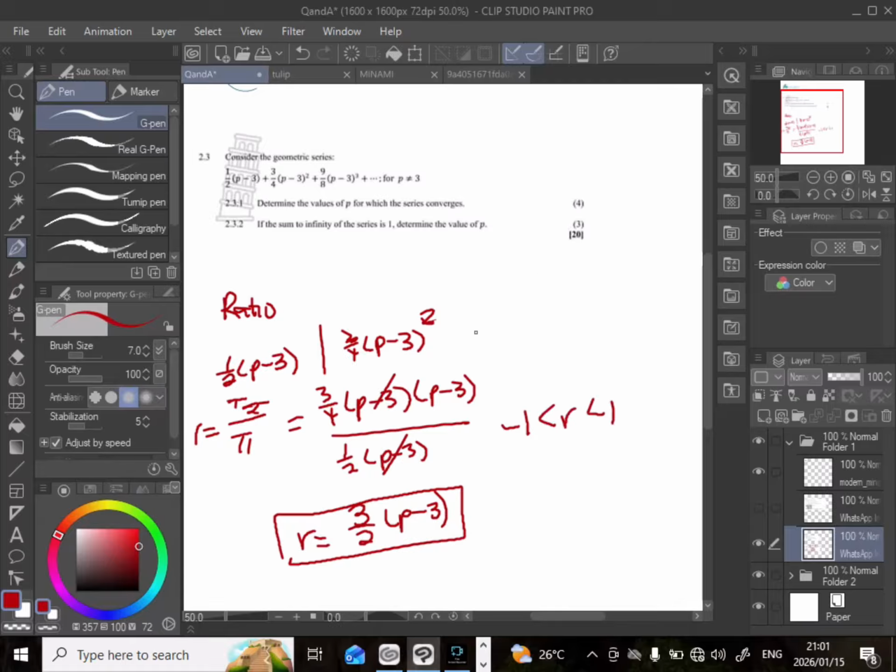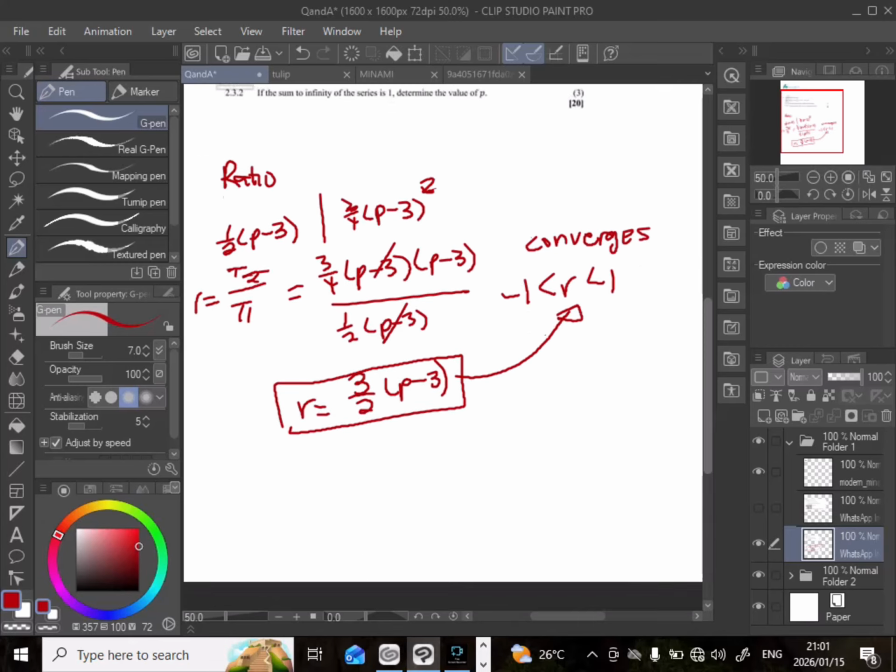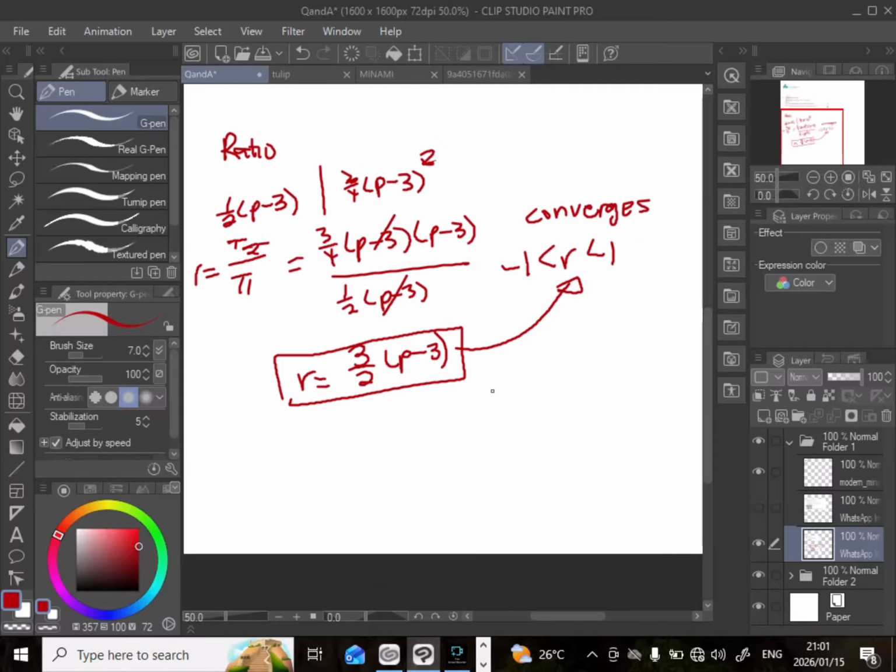If we are dealing with convergence, we have to know the ratio in this format. It must be either greater or less than 1 or negative 1. So we have to take this R and insert it here, then after that we'll solve easily for P. So let's just kick in. So it will be negative 1.